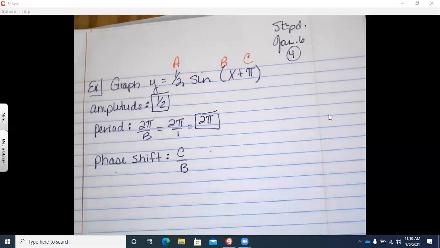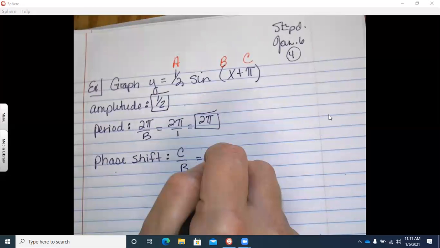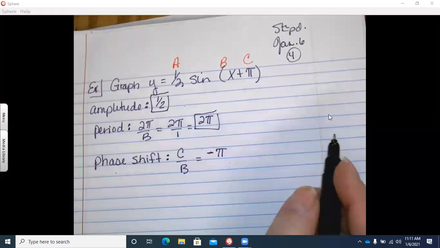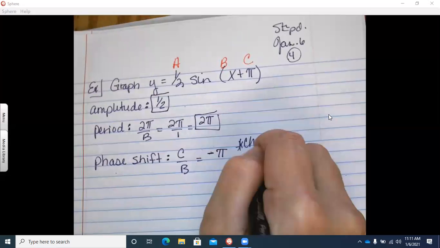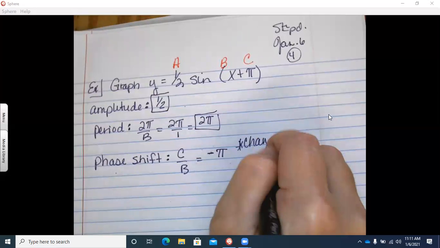So in this case, what is c? Is it pi? It's negative pi. Remember, you got to change the sign. Don't forget. Change the sign of c. Very important. Divided by, what was b?